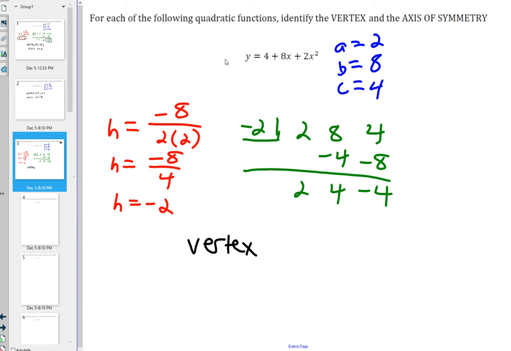Where's the vertex going to be at? Negative 2, negative 4, and then the axis of symmetry.